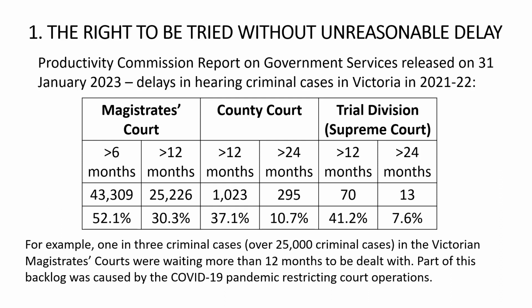Part of this backlog is due to the cumulative delays caused by the COVID-19 lockdowns and restrictions, which reduced court operations during that period. And part of this backlog is due to the government not appointing enough magistrates to deal with the extensive workload of the Magistrates' Court, which hears over 83,000 cases every year.